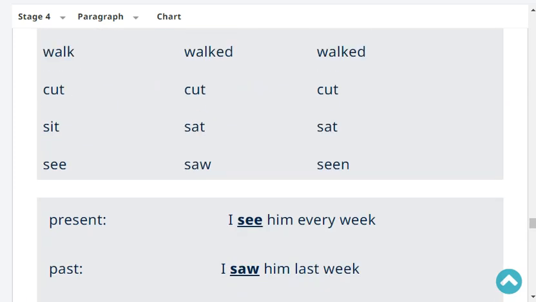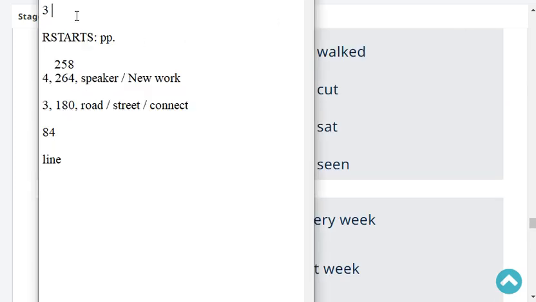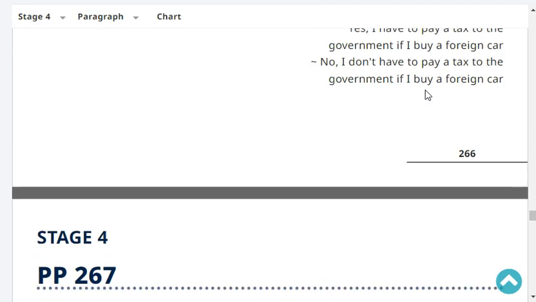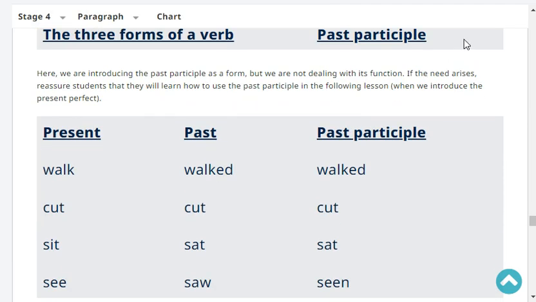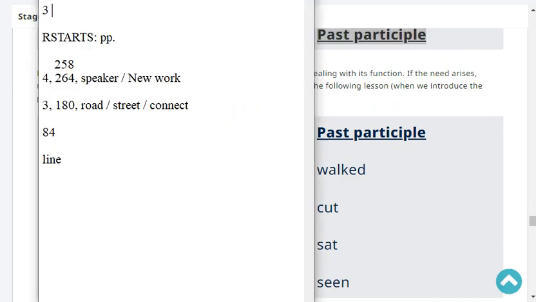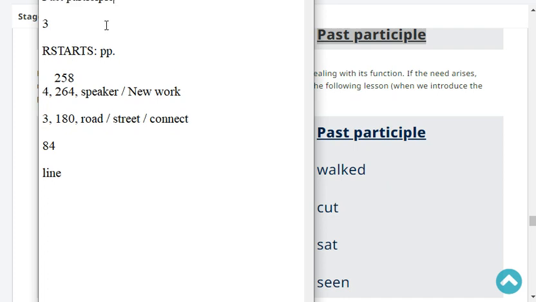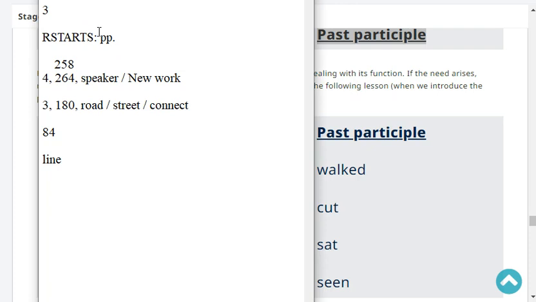Okay, so our reading is at Stage 3, page 180. The last headword was road, street, connect. Okay, start with the headword line.